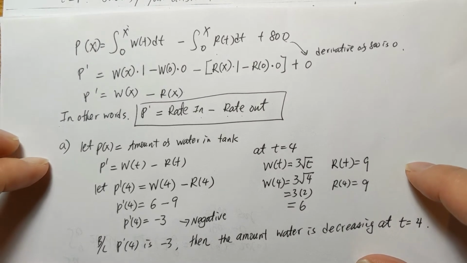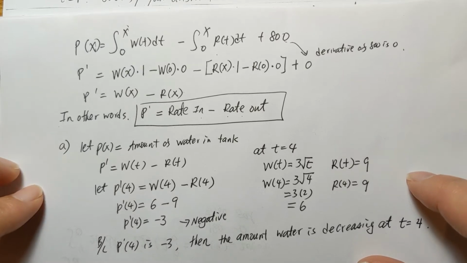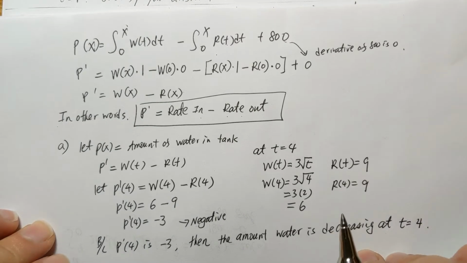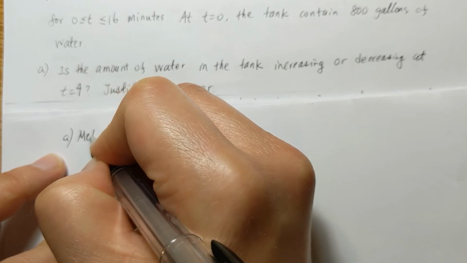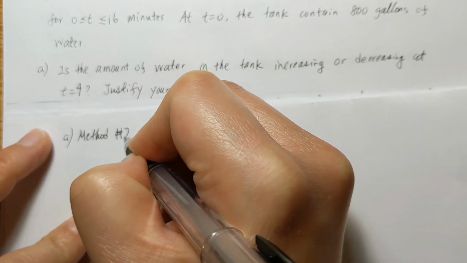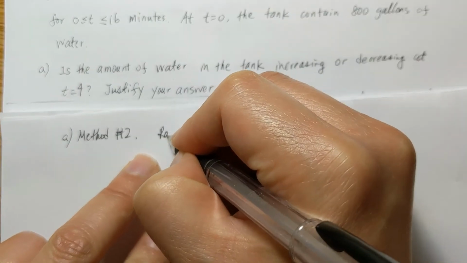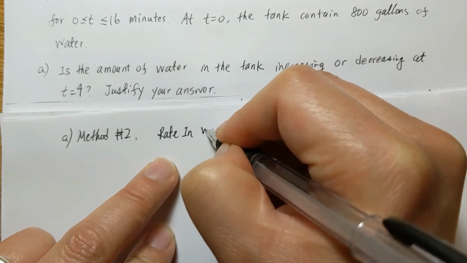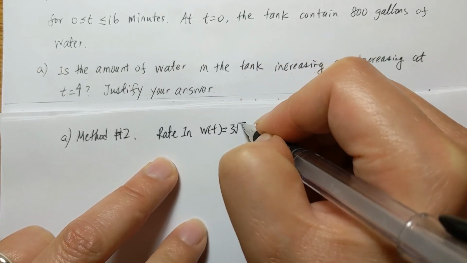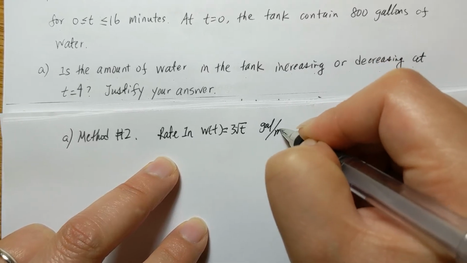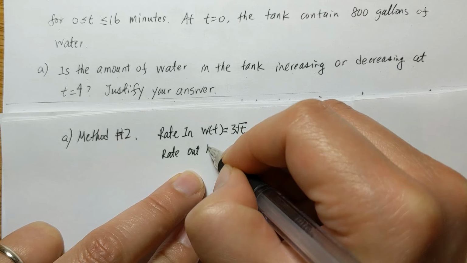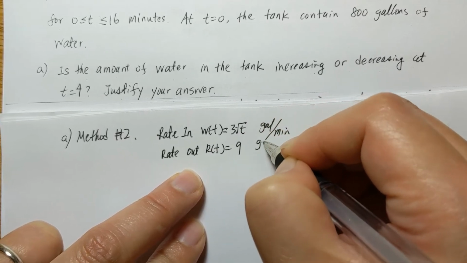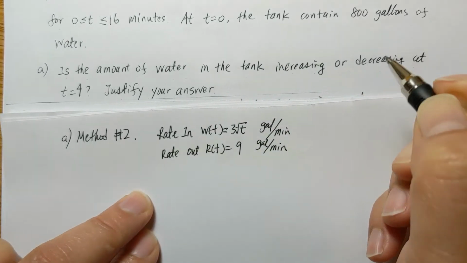So some people say, can I do another way? Definitely. So we're going to use the second approach for part A. So now part A, method number 2. We got the rate in, which is W of t equal to 3 square root t gallons per minute, and the rate out is going to be R of t equal to 9 gallons per minute.